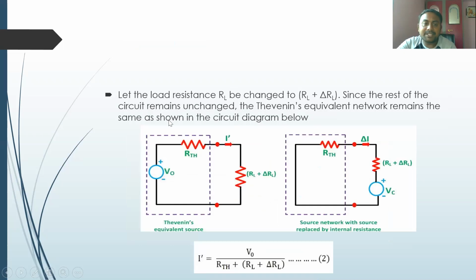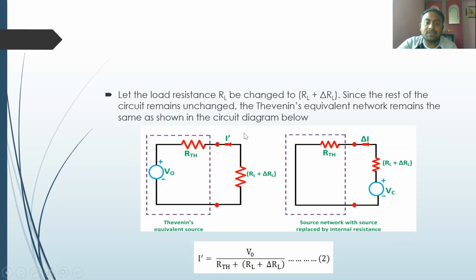Next, if I increase the resistance, that is RL plus delta R, delta R may be an increment or a decrement in the resistance. If I increase or decrease the resistance, the change in current is I dash. For the same network, I am increasing the resistance by delta R. By the change in the resistance, there must be a change in the current. That change in current is I dash. This can be replaced with this network. That is what the compensation theorem says.